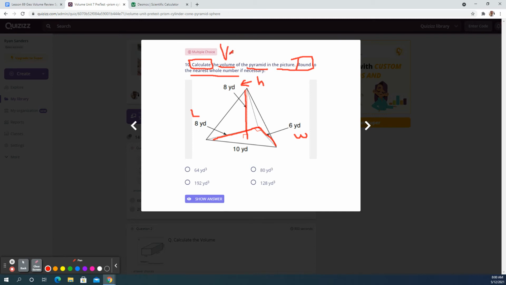So volume of a triangular base pyramid. Pyramids are 1/3 of the base area getting taken up. So the base area of a triangle is 1/2, and I'm calling it length times width here.